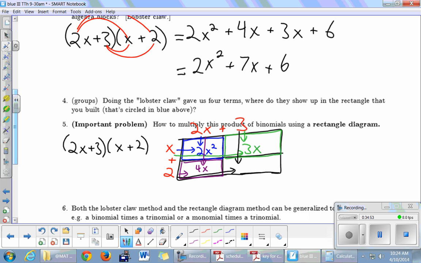So what's the bottom right? Just 6. That's good. Yeah.